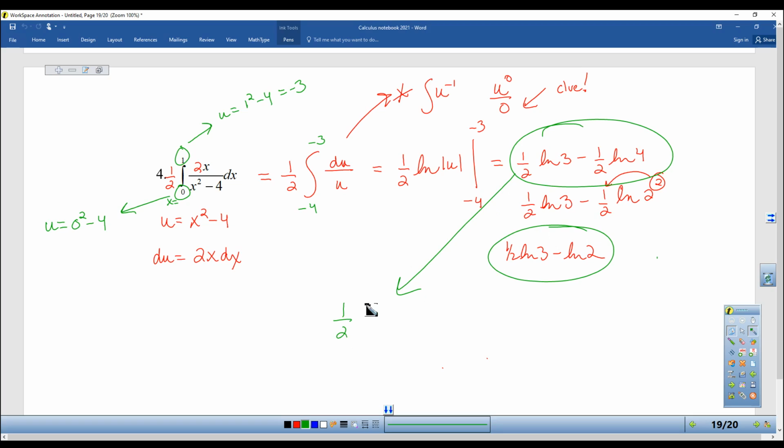It's also possible somebody takes out the 1/2, and then they have the natural log of 3 minus the natural log of 4. So since it's subtraction, they might switch it to the natural log of 3/4. Also a good answer. And it's going to be your job on a multiple choice test to recognize that all of these are considered valid answers.